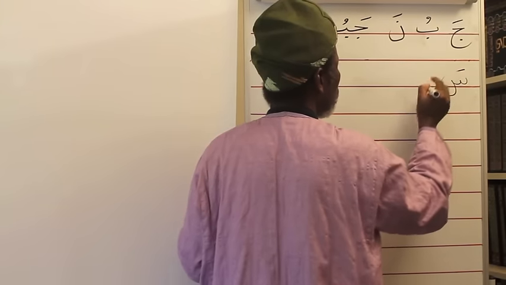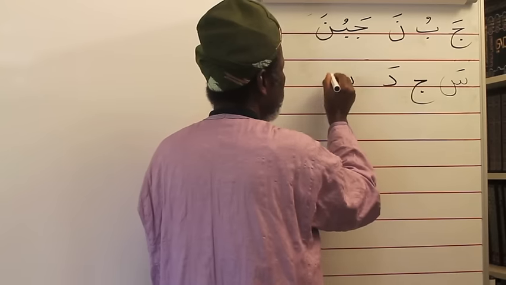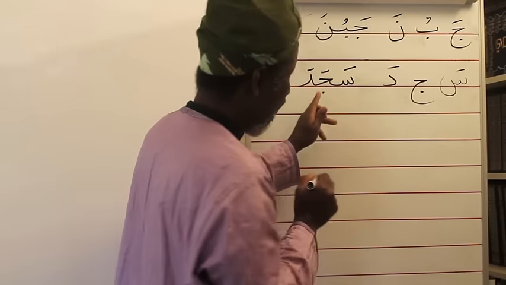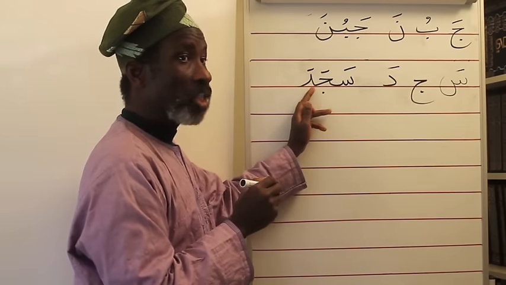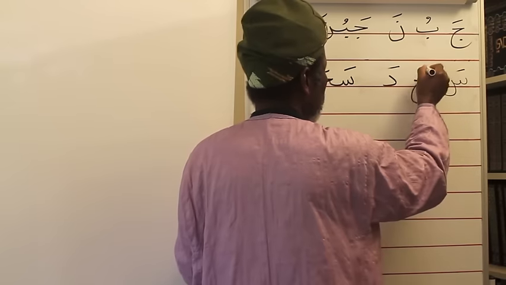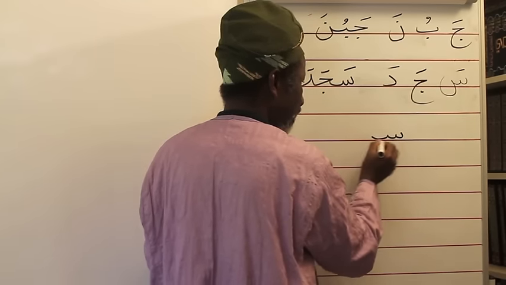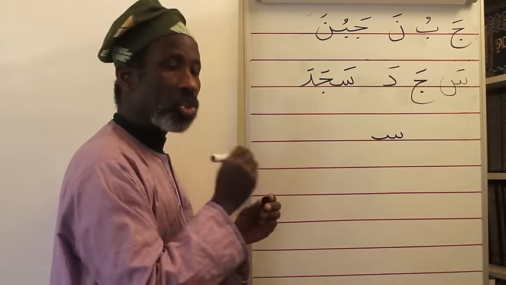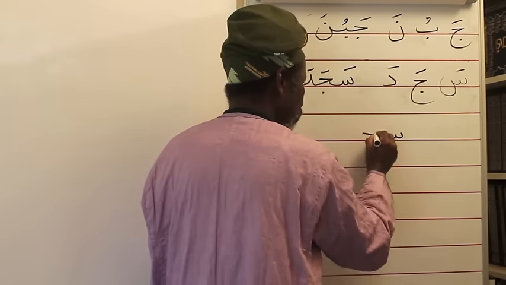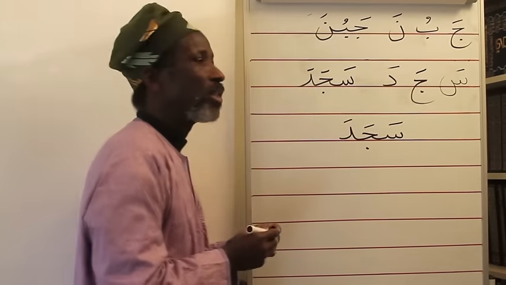Sa, ja, da. Note how I stop to write the jim on top of the chair. For instance, in sajada, the sa provides the chair on which I'm going to write the jim. So sa, ja, da. Sajada.